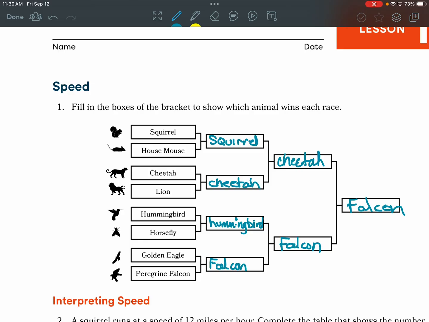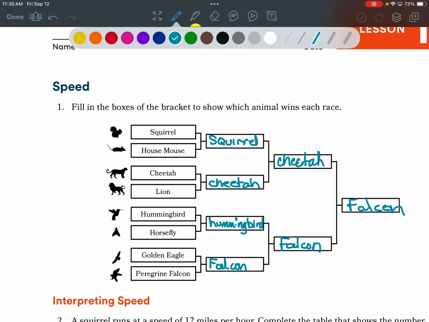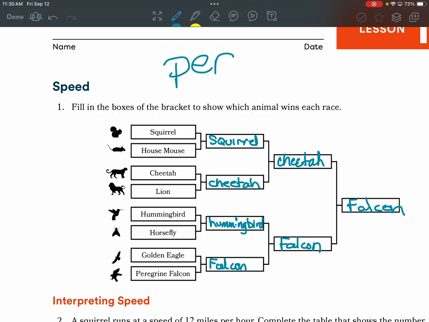So, now we're going to be interpreting speed on the rest of the questions. With your calculator, we're going to be interpreting the speed of these animals, whether it be per hour, per minute, per second, per meter, per what. So when you see the word per, we're going to write this up here. Per equals 1.